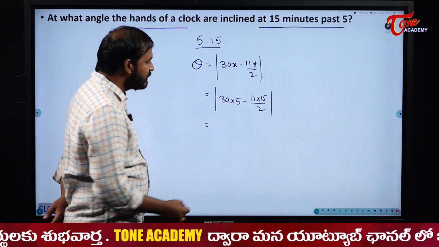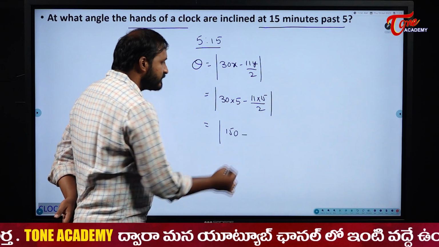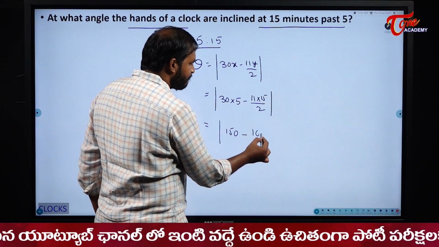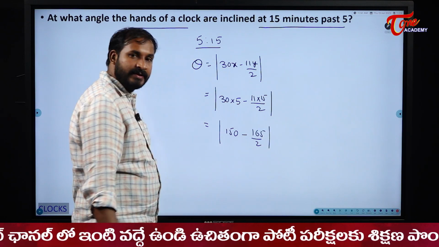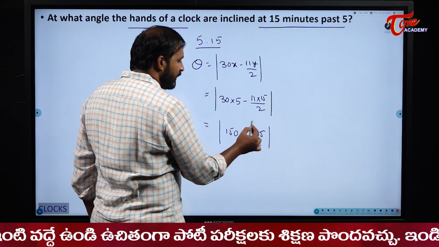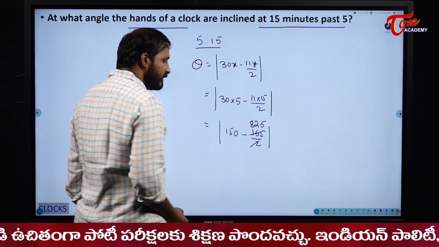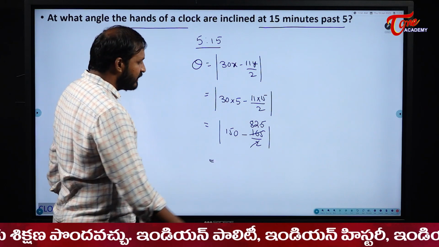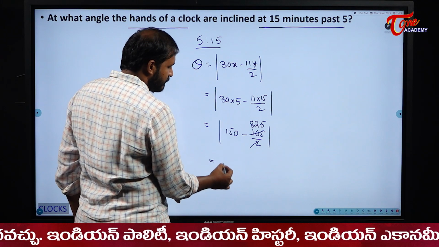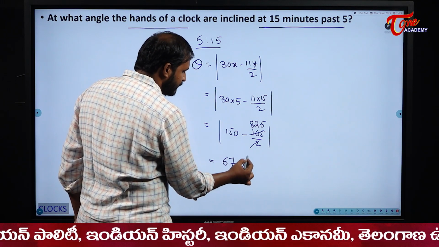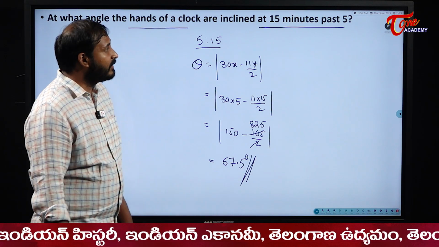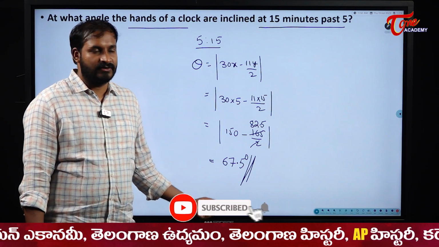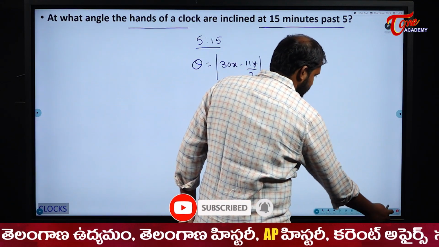Right. So 30 into 5 becomes what? 150 minus 11 into 15. 11 15s are 165. 165 by 2, it will become what students here? 165 by 2 means 82.5. So 150 minus 82.5, it becomes what? 67.5 degrees. The angle between two hands of the clock at 15 minutes past 5 is 67.5 degrees.